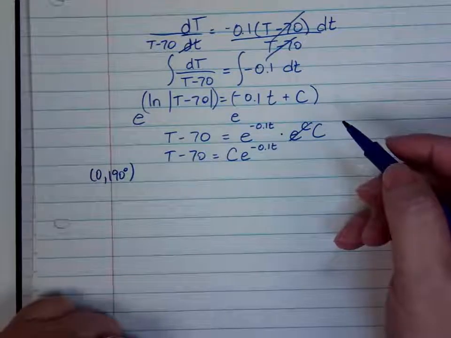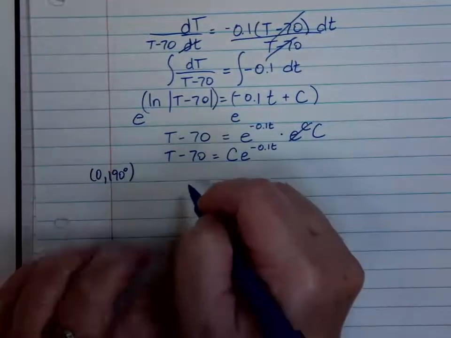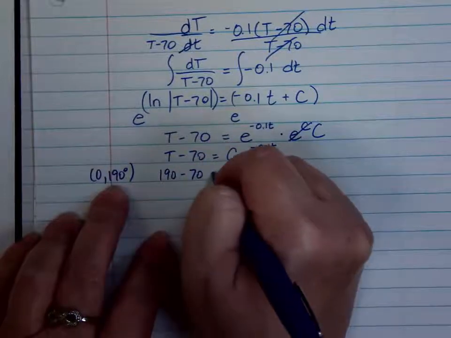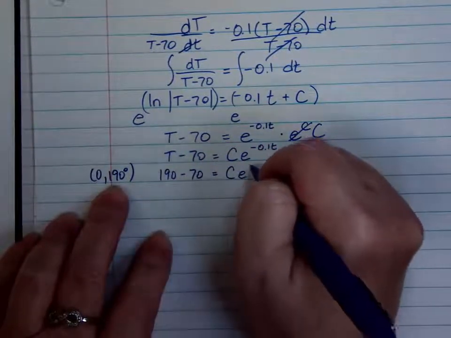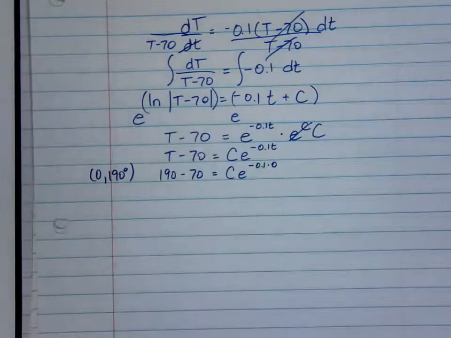Okay, here we go. I'm going like this to tell me when to stop cutting. All right, so now we plug in the values. The 190 is big T minus 70 equals C e to the negative 0.1 times 0. So little t is 0, big T is 190. So we plug in the values and we solve for C.